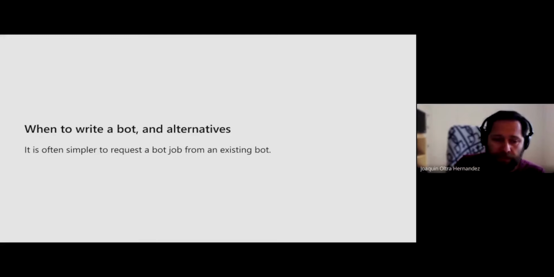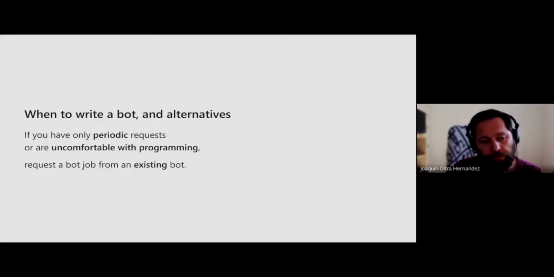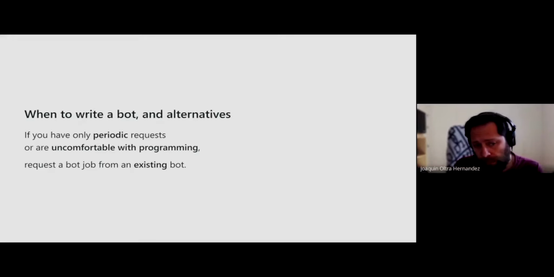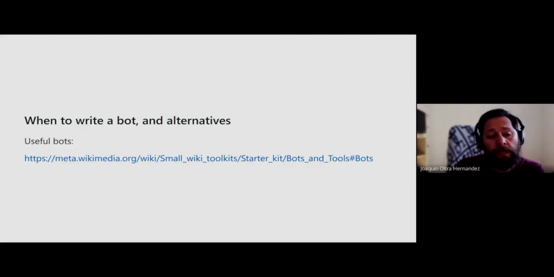Sometimes it's easier to just find a bot that does what you want to do, maybe operating on a sister wiki or some other project, and then just ask the maintainer, hey, can you install the bot in my wiki? So if you only have periodic requests, like sometimes you need to run a job that does a lot of things, or maybe you are uncomfortable with programming, request a bot job from an existing bot, or find a technical collaborator that can build the task for you and run it one time or whenever you need it. Sometimes it's not worth going through the hassle.